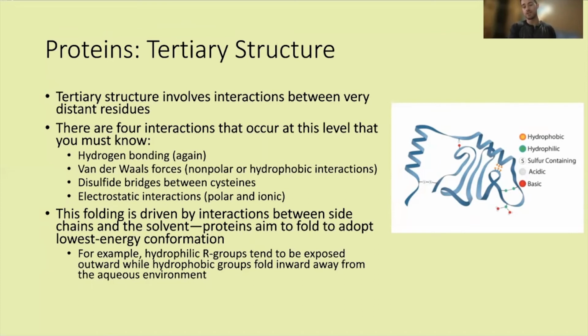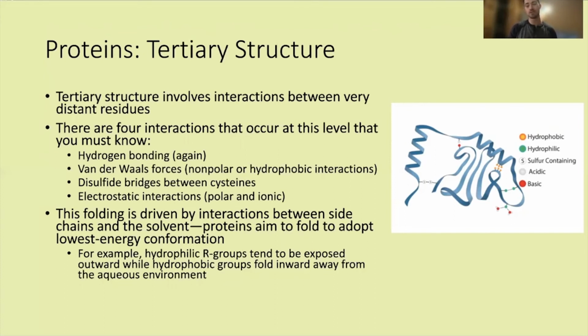So we have hydrogen bonding, again, as long as the R group is allowing for hydrogen bonding, that can occur. Remember, it's R groups, it's not the backbone. We have van der Waals forces. They're sometimes known as nonpolar forces, hydrophobic interactions. We have disulfide bridges between cysteines, because remember, we have that sulfhydryl group that can bond to each other, and they can create disulfide bridges, which will stabilize the protein.